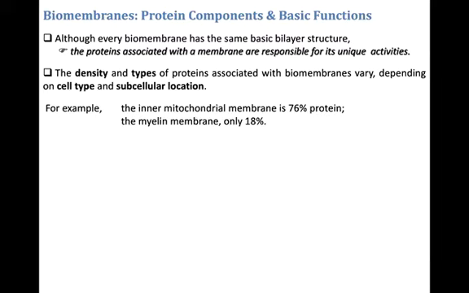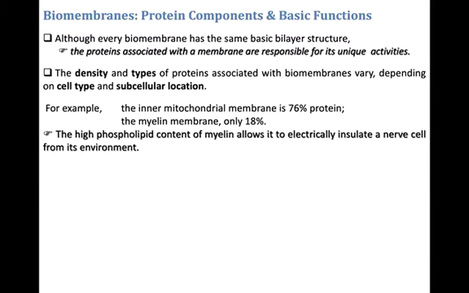For example, the inner mitochondrial membrane is around 76% protein content, while the myelin sheath, or the myelin membrane of the neuron, is only 18% protein, and most of it is lipid. The high phospholipid content of the myelin in the neuron allows the electrical impulse to be insulated while propagating inside the nerve. And this is very good in maintaining the signal of the impulse throughout the nerve and separating it from the external environment.